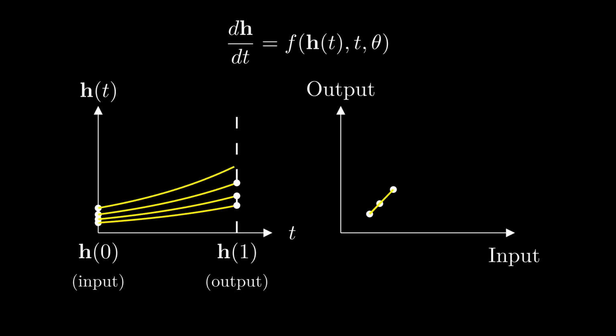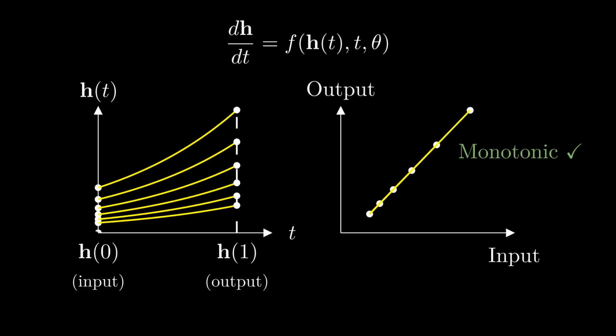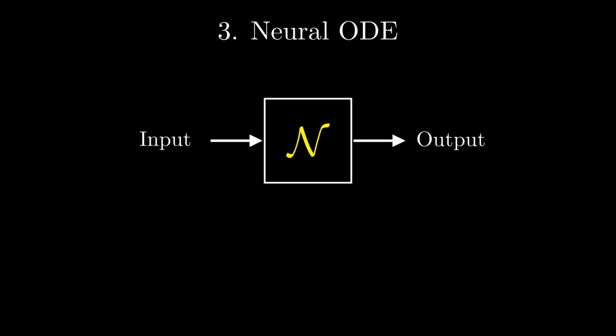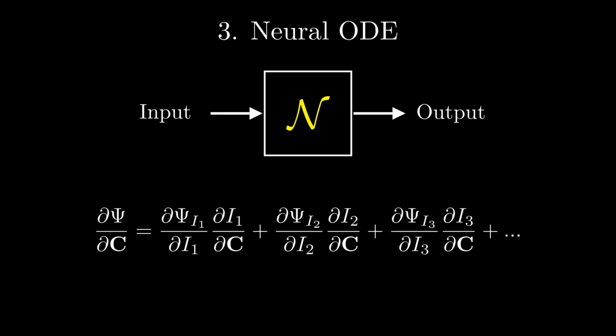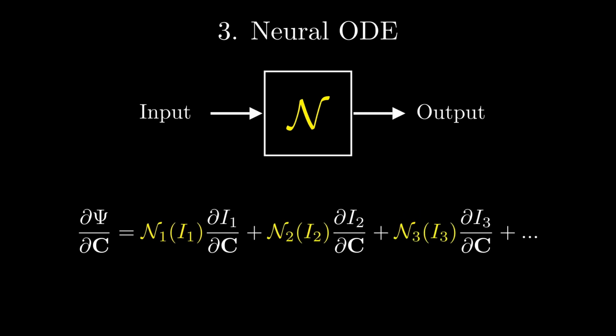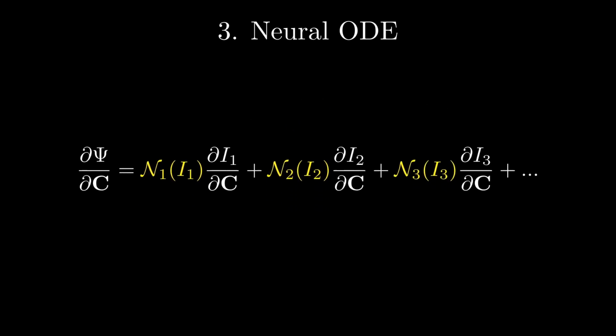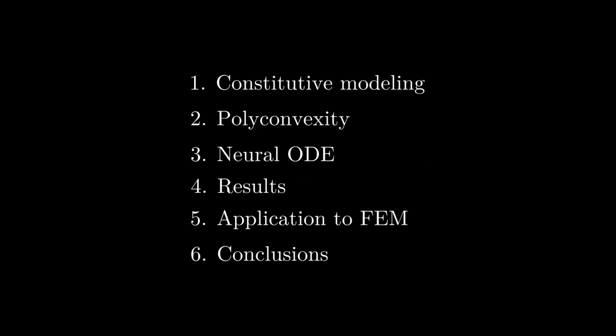This means the input-output map of the neural ODE is always monotonic. We can also tweak the neural network and inputs of the neural ODE such that the outputs are always non-negative. Which means that if we approximate these derivatives with neural ODEs, we guarantee polyconvexity of strain energy. And with that, we go to results.